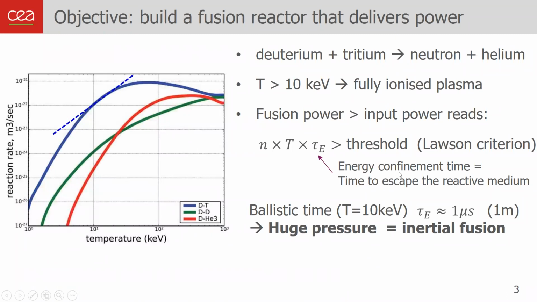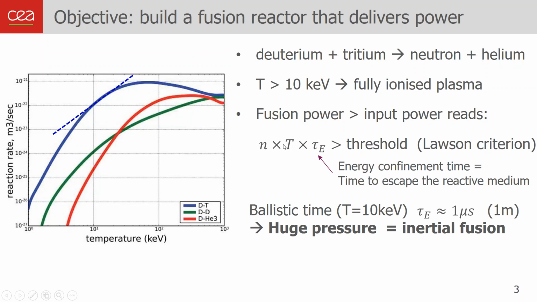Okay, so the objective we have in mind when we do tokamaks is to build a fusion reactor that delivers power. So we want to fuse deuterium and tritium ions to make a neutron and a helium ion. And to get reasonable reaction rates, we need temperatures above 10 kiloelectron volts. So you have a fully ionized plasma. And to get a reactor that does the job of delivering power, you need a fusion power that exceeds the input power that you deliver to the plasma to sustain this very high temperature.